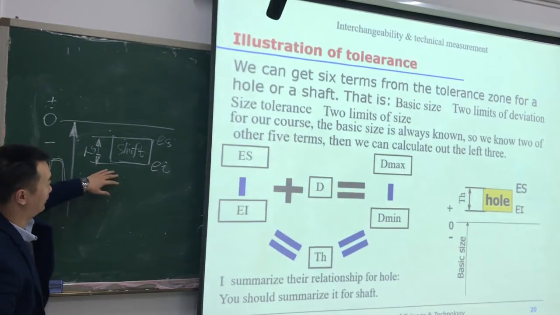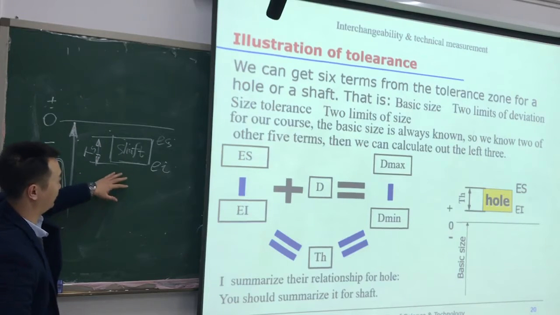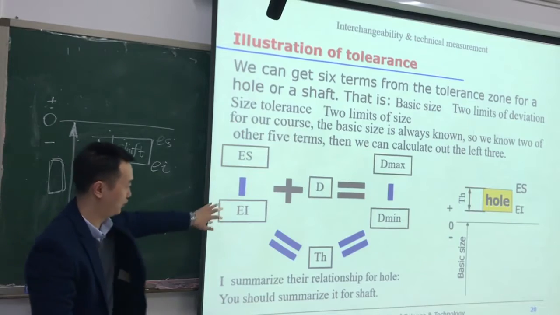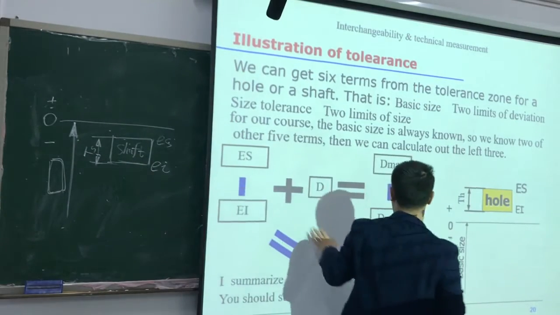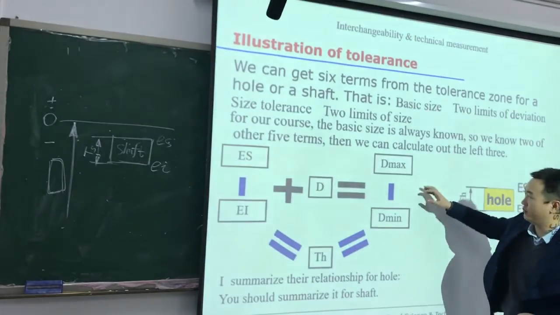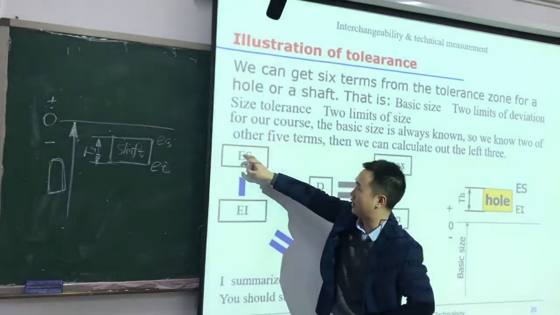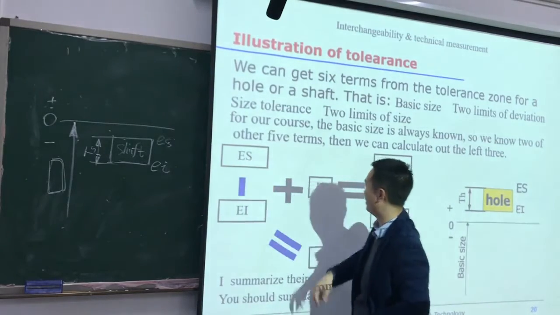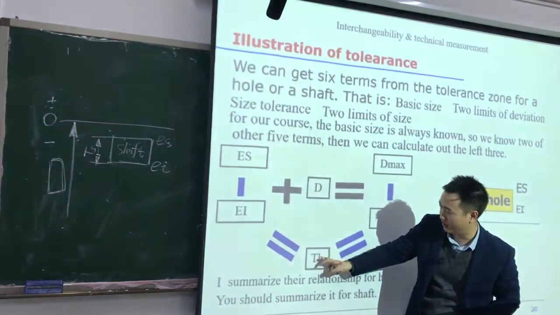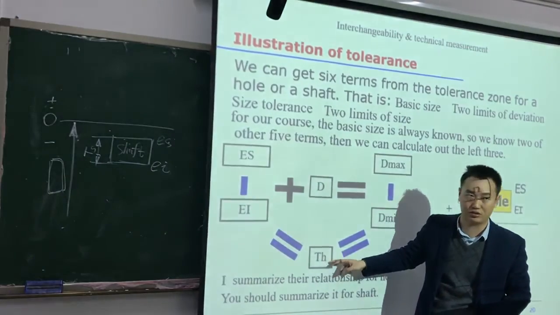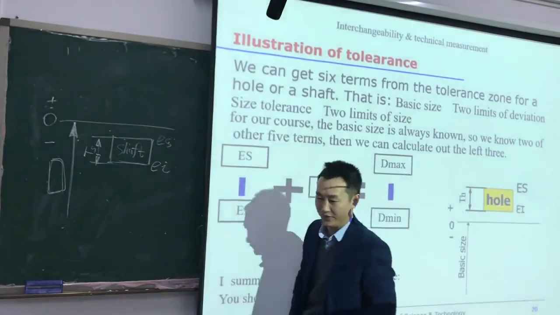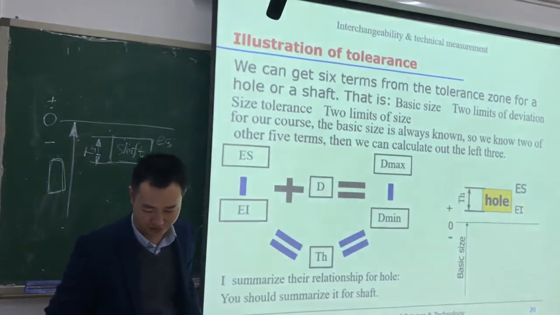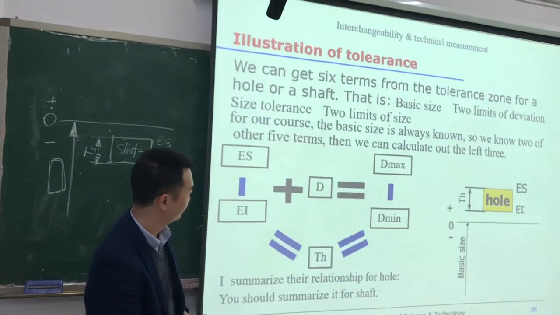And that is how we draw the tolerance zone for the shaft. And as for the relationship for the shaft, it is simple. You just need to change the capital letters to lowercase letters. And of course, this T does not have to change. You just change the H to S. Okay. So that's their relationship. So now we can move on.